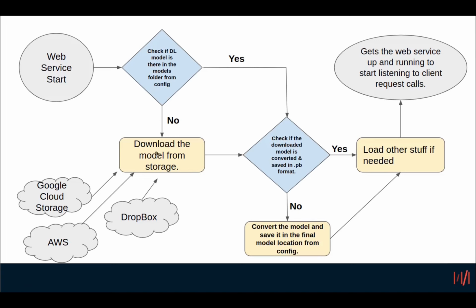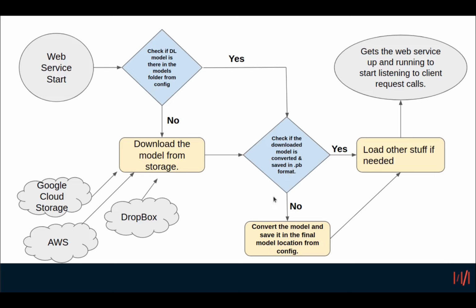And if you remember, we had a section where we had to convert the model from .weights to .pb, and that is the thing that we want to do next. After the model gets downloaded, it checks whether the downloaded model is converted into .pb format or not, and if it is not converted, we just convert the model. We will be using that save_model.py. We will be reusing some of the code from save_model.py in our web service.